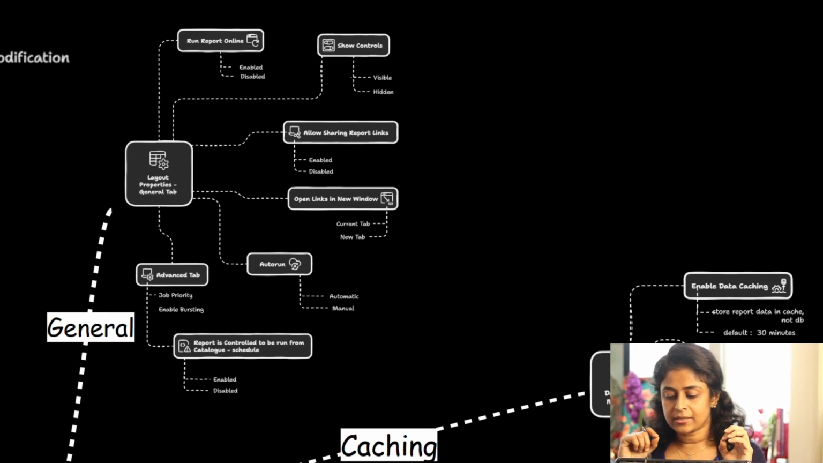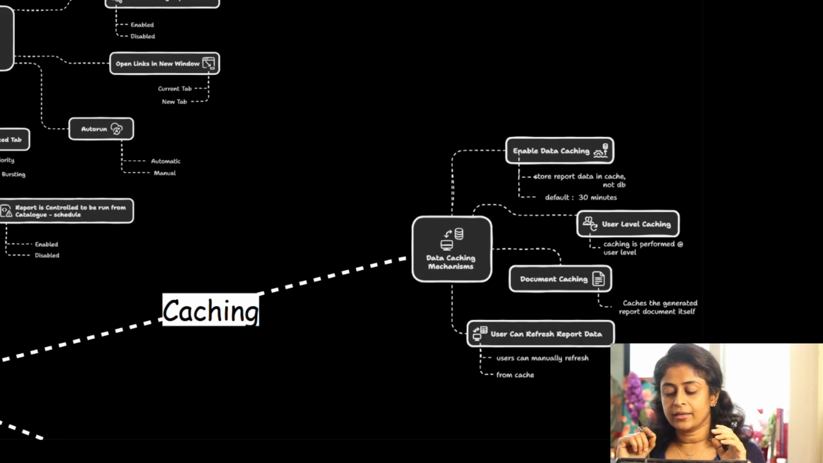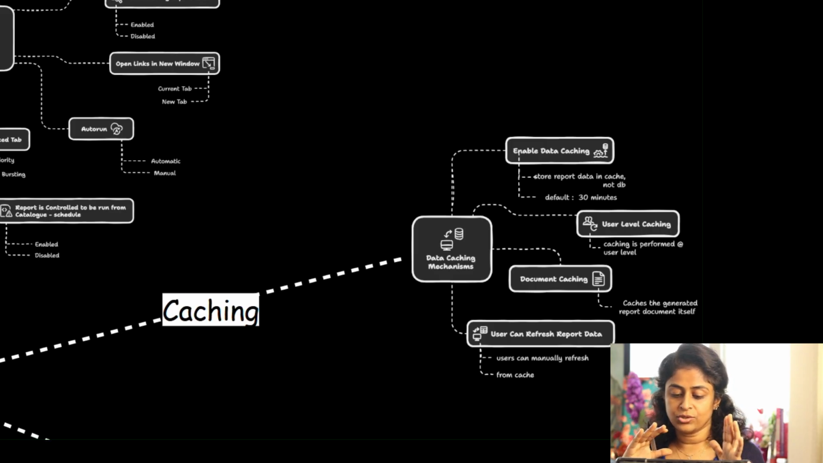Report controlled by external application. When this is checked, users cannot run the report from the catalog. It can only be executed as a job from Fusion applications.